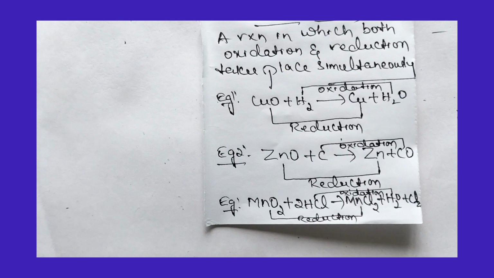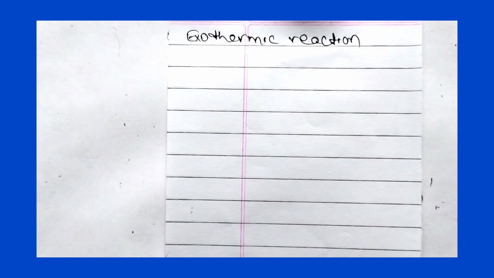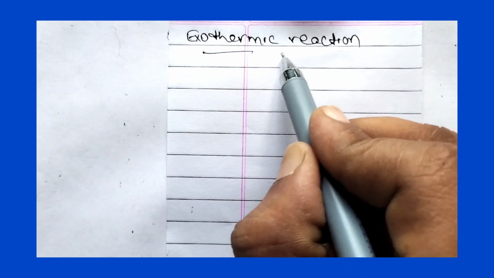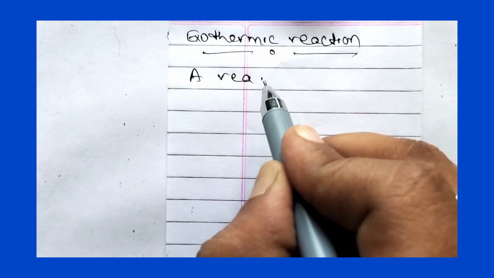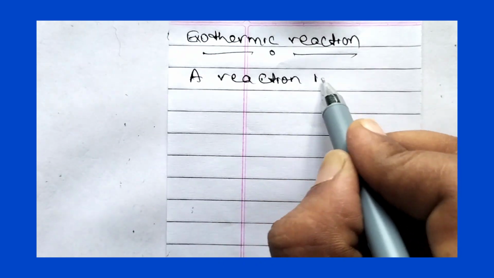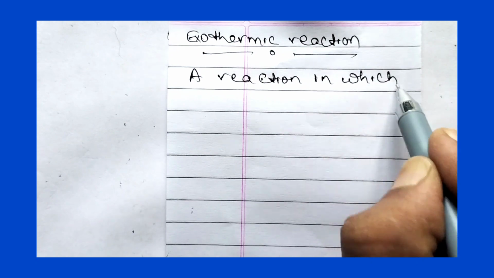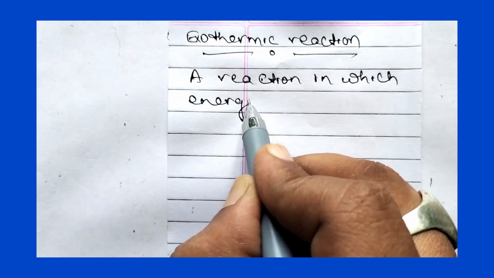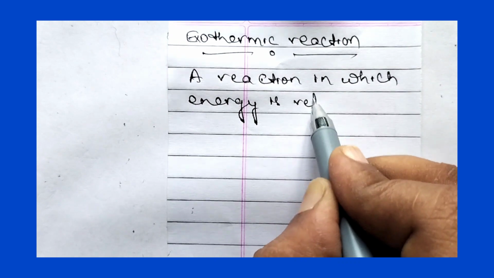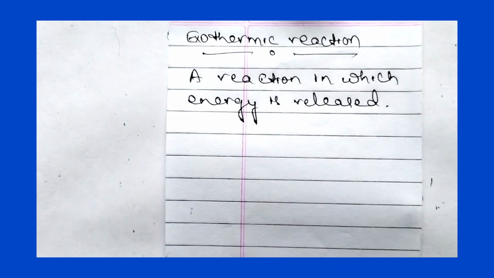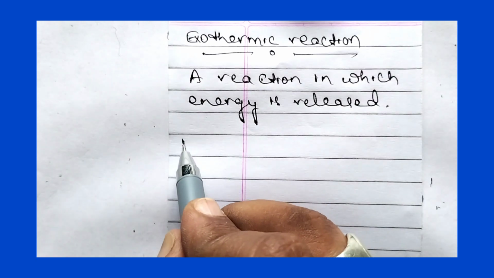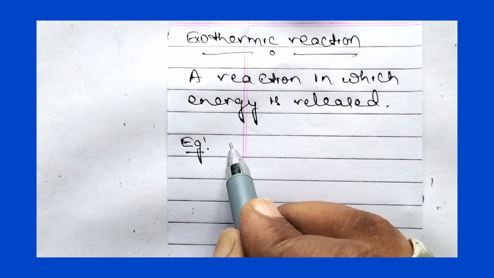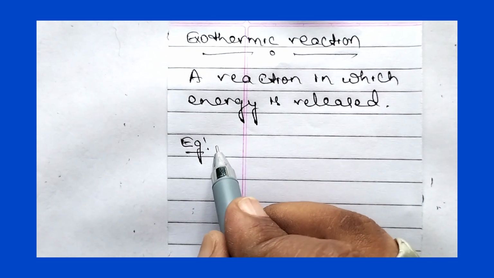Now let us move to what is meant by exothermic reaction. So what is exothermic reaction? Exothermic reaction means a reaction in which energy is released. A reaction in which energy is released is called as exothermic reaction. Now let us take an example. So example na tagonna. So example for exothermic reaction.